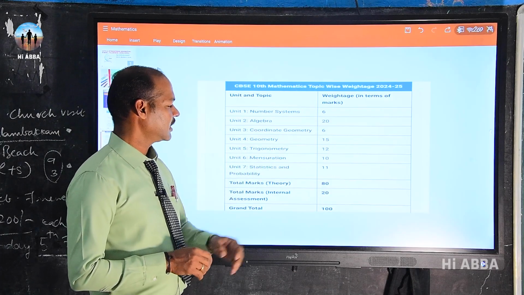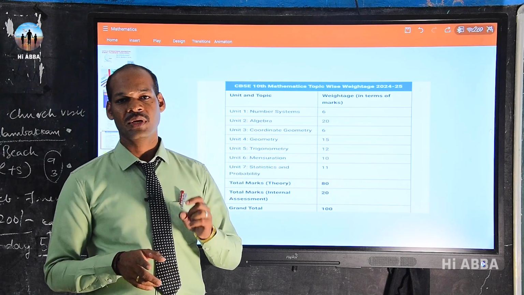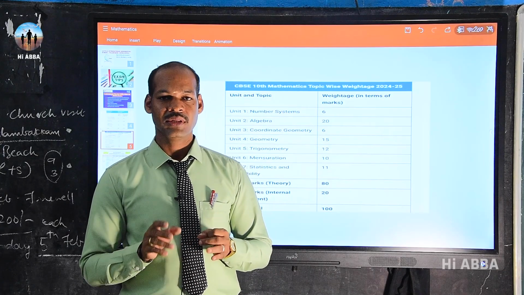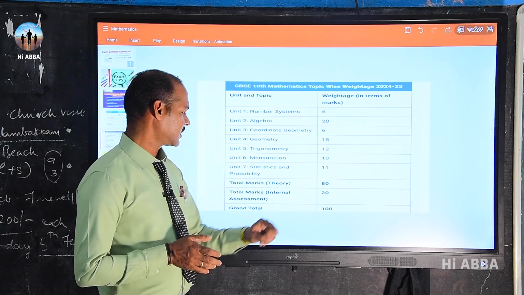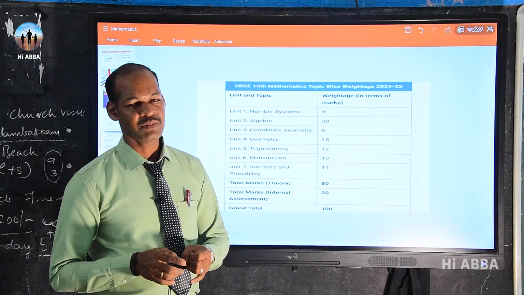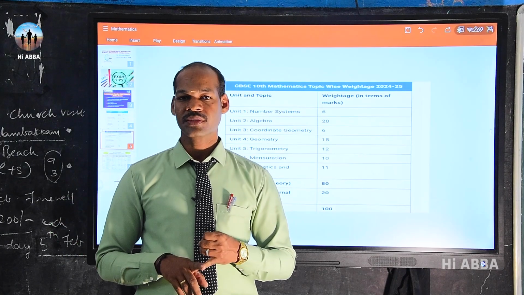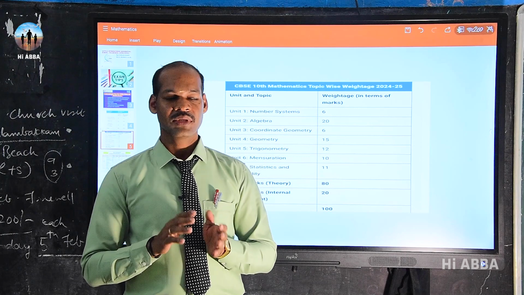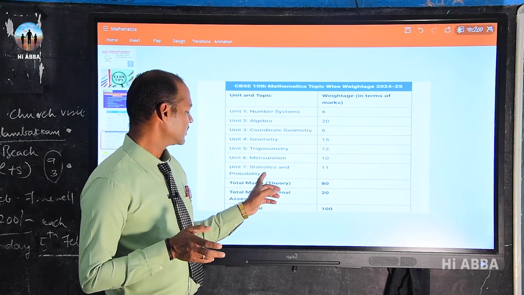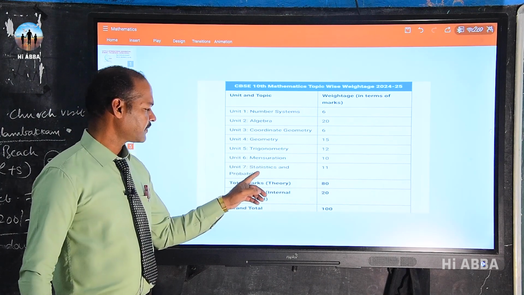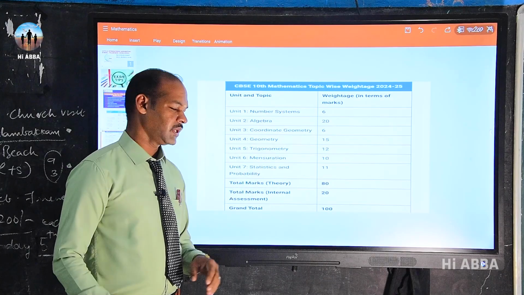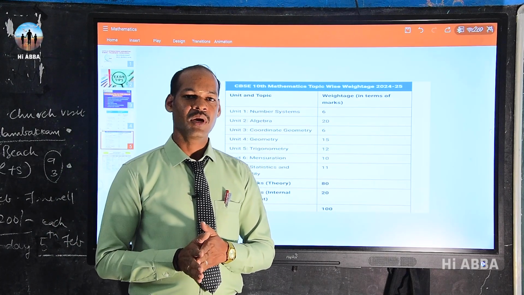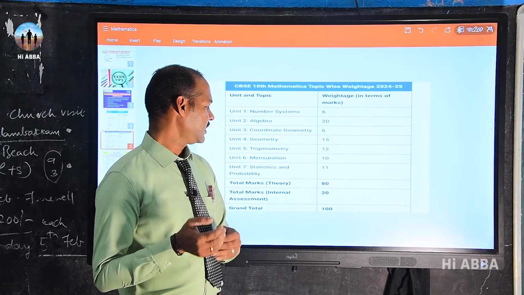Next, trigonometry also has 2 chapters: introduction to trigonometry and applications of trigonometry. Both chapters have 12 marks. Next, mensuration covers area related to circles and surface areas and volumes, totally 10 marks. Finally, statistics and probability have 11 marks in total, which you can attend very easily.